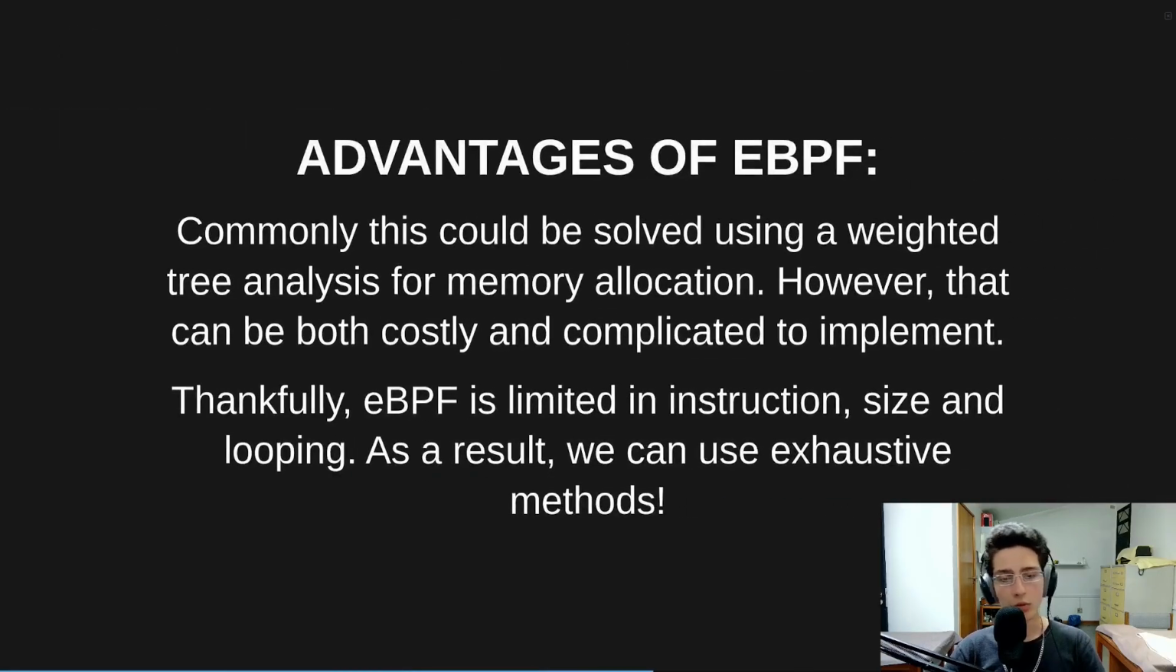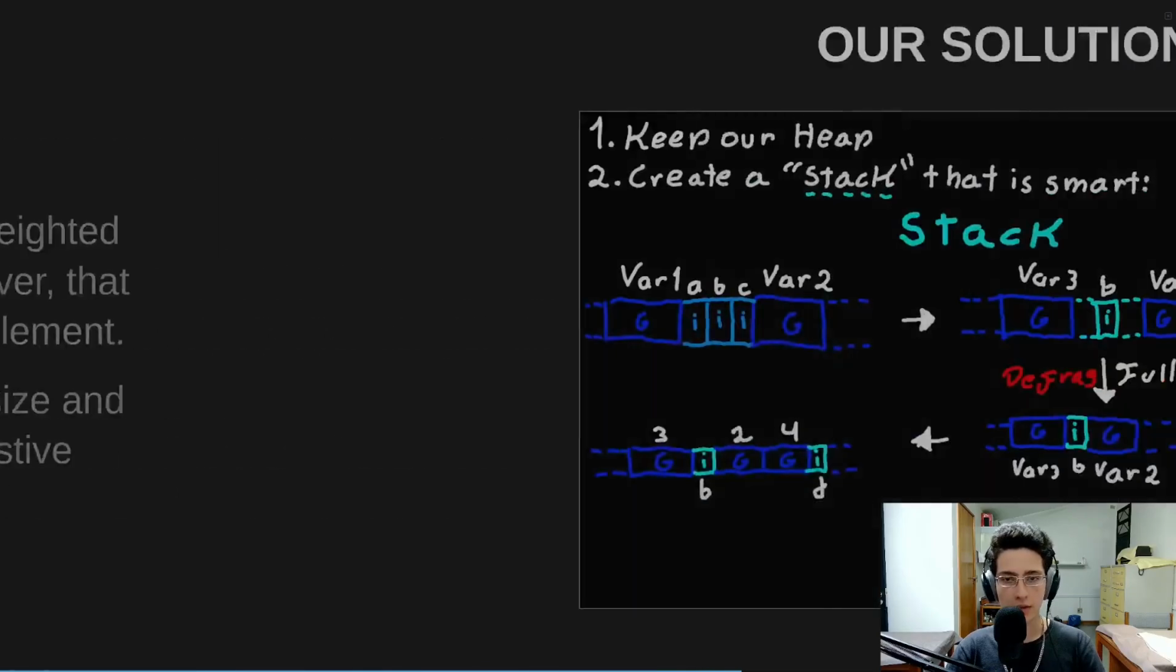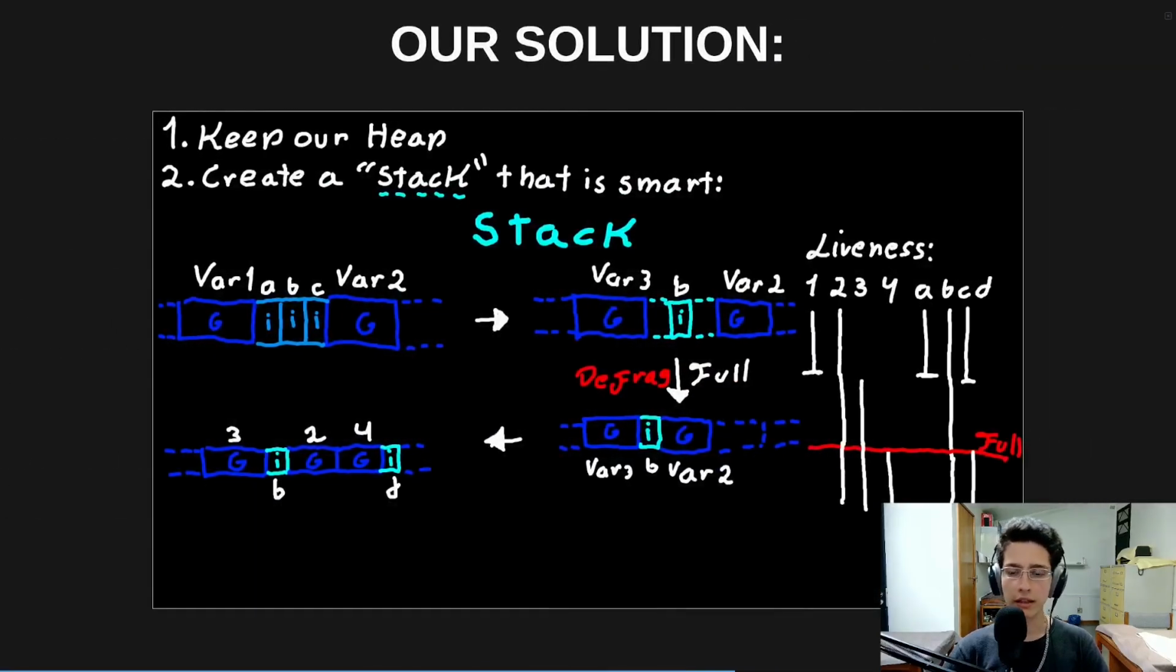Well, this would commonly be solved using a weighted tree analysis for memory allocation. However, that can be both costly and complicated to implement. Thankfully, eBPF is limited in instruction size and looping. After all, eBPF does not support loops. As a result, we can use exhaustive methods. Our solution is more or less as described in this slide.